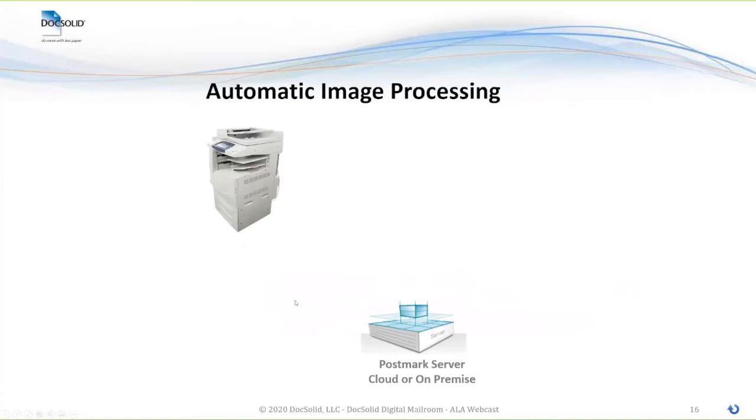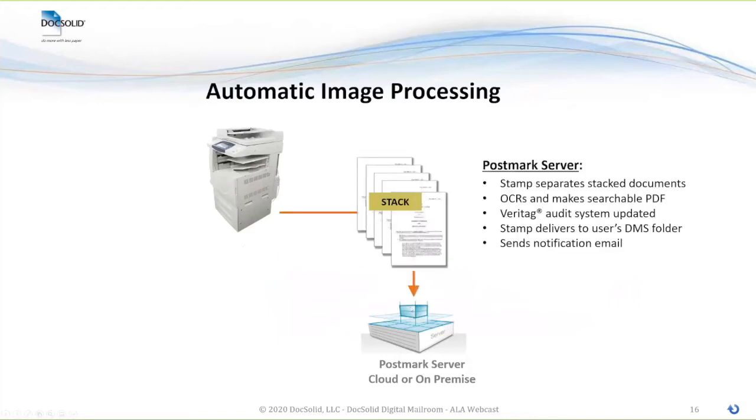Now that your scan device has done its scanning, our server out there on your network or in a hosted environment, in the cloud, is going to grab the scan job. It's going to go through these digital images, and it's going to use those stamps to separate out the individual documents. If you scan something upside down, we turn it right side up. But everything in there is going to be OCR'd and made into a searchable PDF.